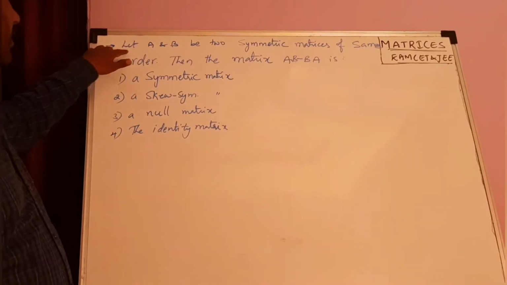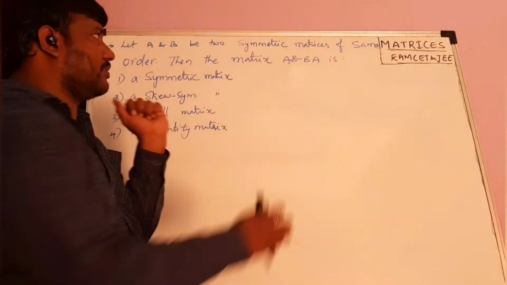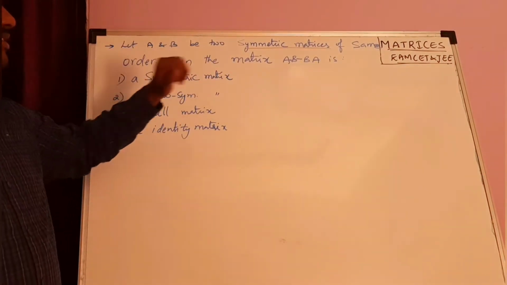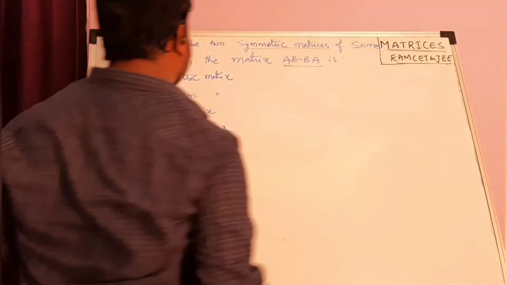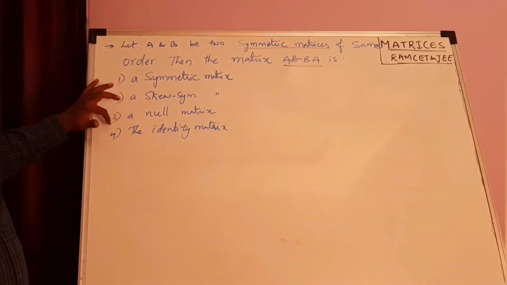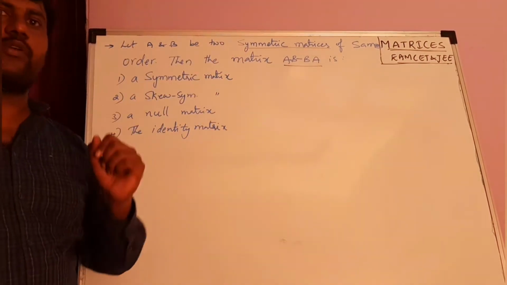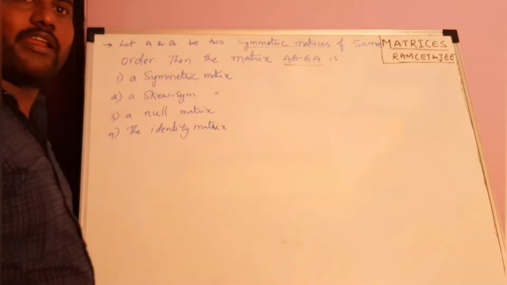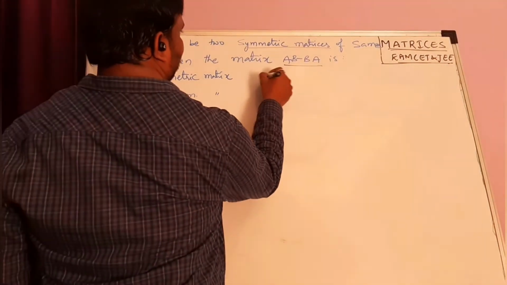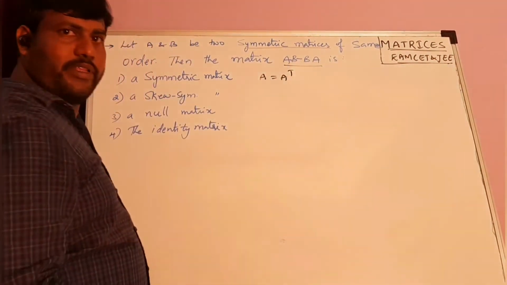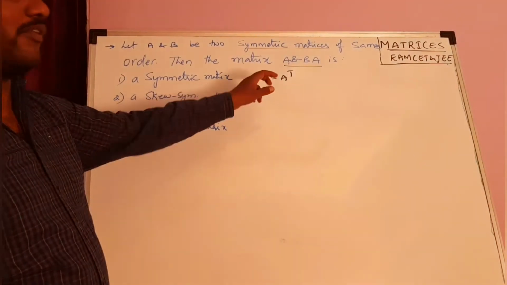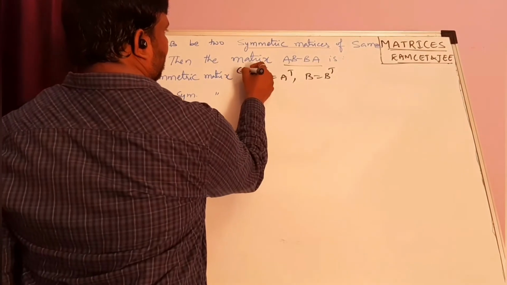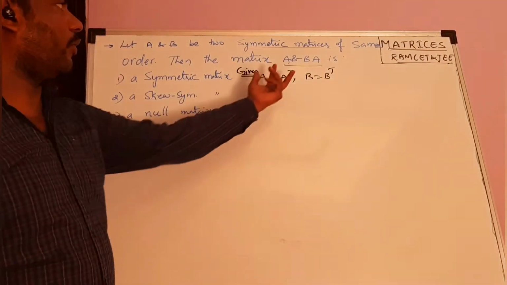So next question: let A and B be two symmetric matrices, underline this, with the same order. Then the matrix AB minus BA is out of symmetric, skew symmetric, or null matrix. This is a very important conceptual question. Here A and B are given as symmetric matrices. Symmetric means A should be equal to A transpose. By the definition of symmetric, the transpose and itself will be the same, and B is also symmetric, so B is equal to B transpose. This is given. Right? Now we need to show what this actually is.